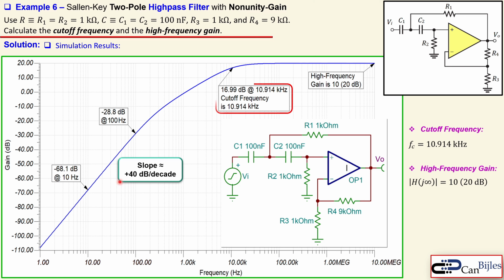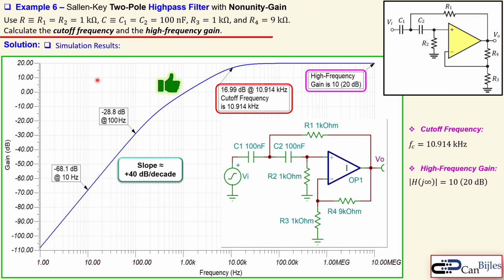Now, the next one is about the cutoff frequency. You see indeed that is 10.914 kilohertz as we have calculated, so that's checked. And our high frequency gain is indeed 20 dB, which is then in scalar 10. So that's also verified. Alright, this was then our final example, concluding this lengthy video about the Sallen-Key filter configurations and many examples to illustrate the concept.